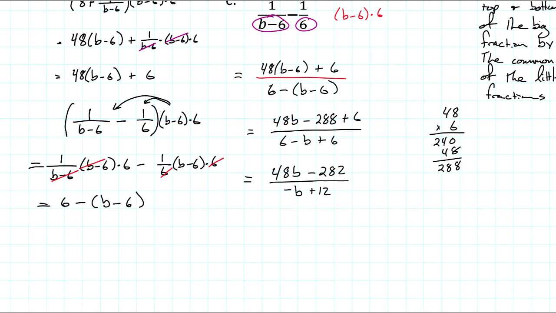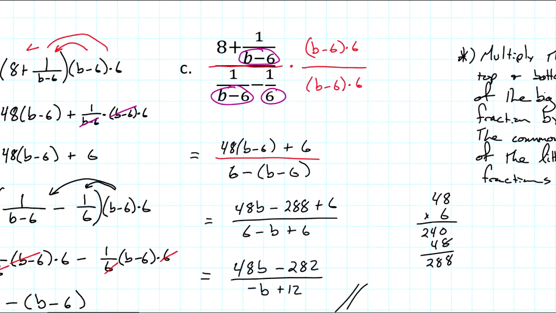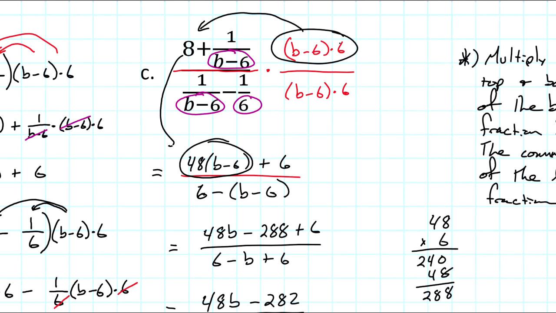Let's not sweat that. Let's just leave that as is. Okay, so I want to go back to this top step and discuss how we could get from here to here without any side work. So I'm thinking the b minus 6 and the 6, both of those to the 8. So that's just going to be the 48 times b minus 6 right there.